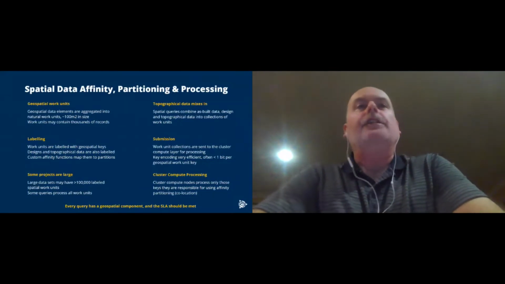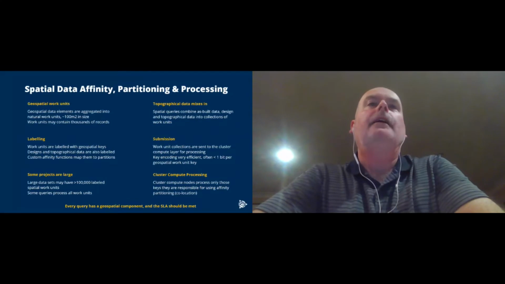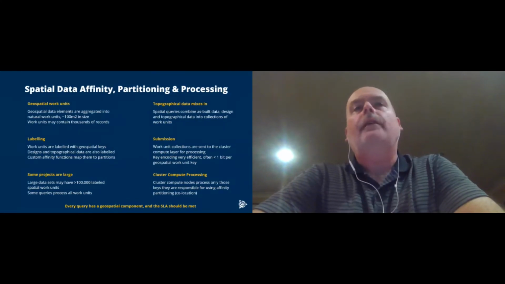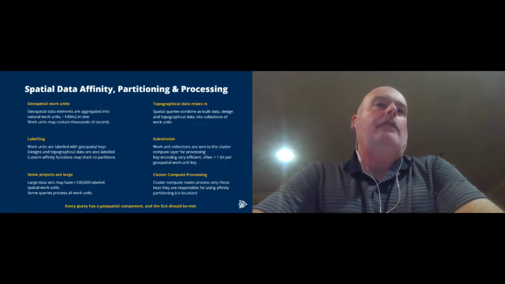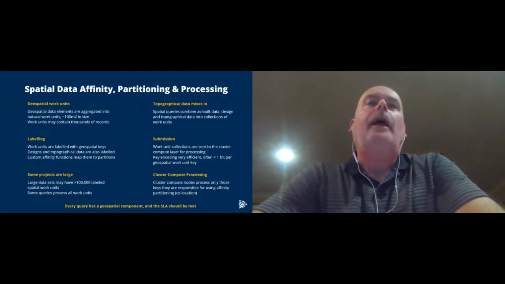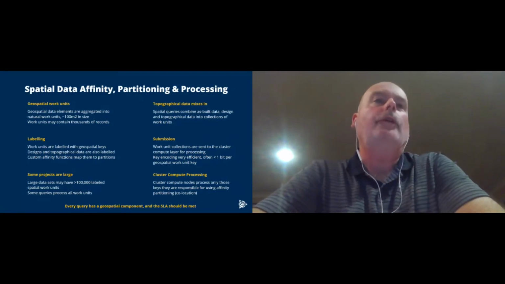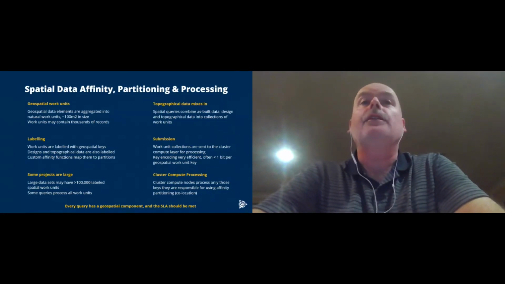One of the key differences in our use case is the geospatial aspect. We have a number of aspects that come together to achieve affinity partitioning and processing. We take our geospatial data elements and we aggregate them into what we call natural work units, typically about 10 meters square, or 100 square meters in size.